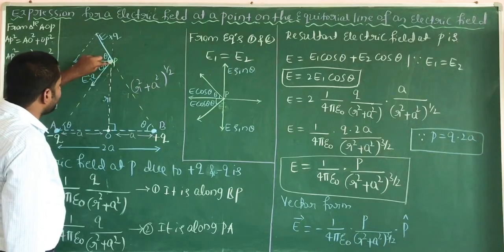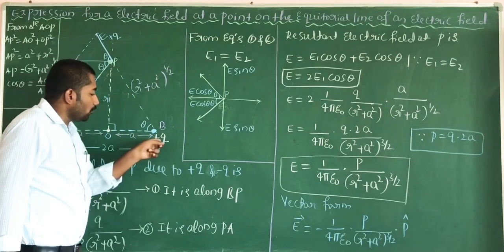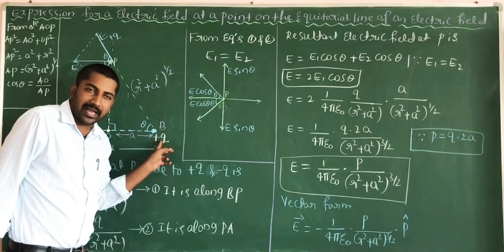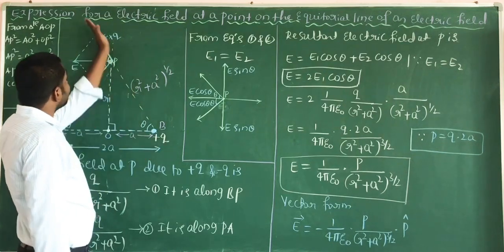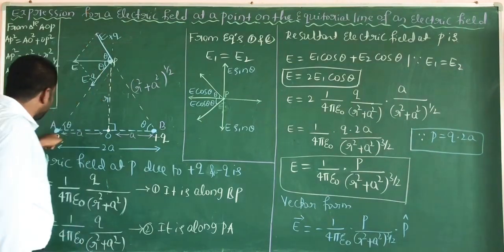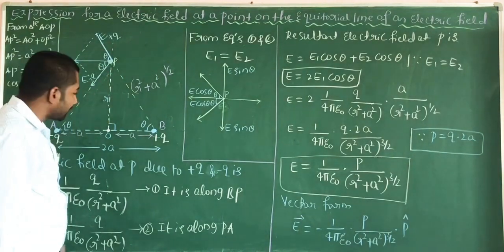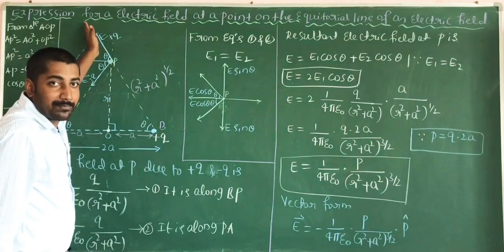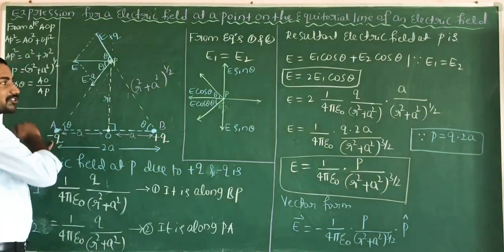Here, according to the properties of electric field and electric field lines, the electric field due to this positive charge is moving in this direction, radially outwards, repelling. But the electric field due to the negative charge is moving in this direction, that is radially inwards.